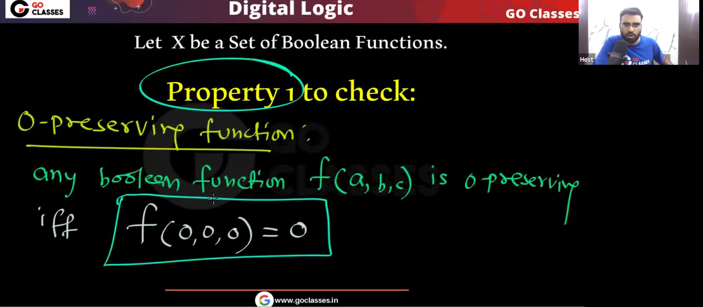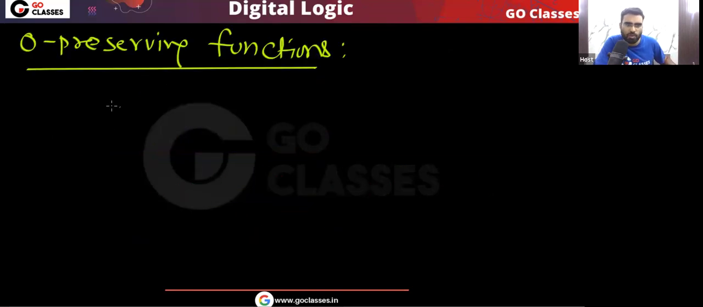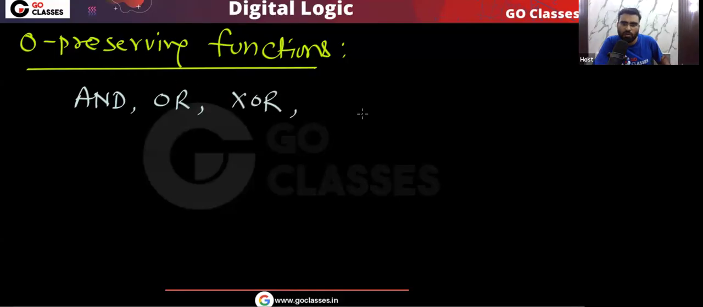So for example, tell me which functions are zero preserving. Among the standard functions, give me some examples of zero preserving functions. Zero preserving means if you replace all the variables by zero, the result must be zero. Yes, for example, AND is a zero preserving function, OR is a zero preserving function, XOR is a zero preserving function. Are you getting my point?